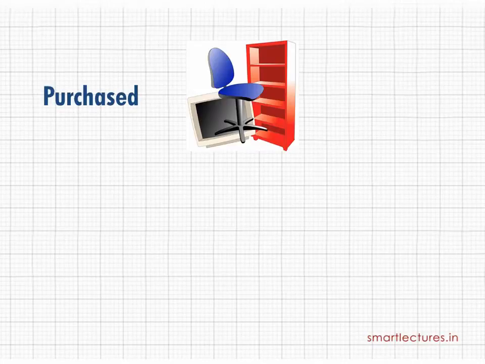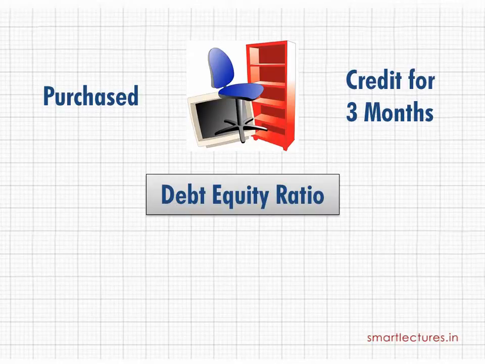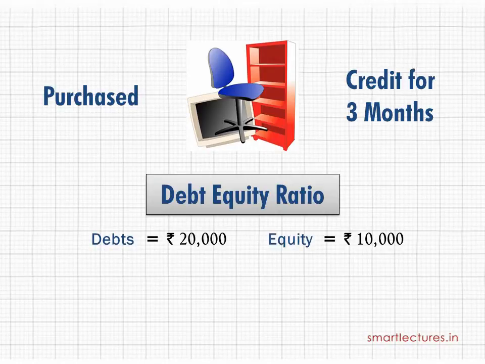Suppose a firm purchased fixed assets on credit for 3 months. What will be the effect on debt equity ratio? So the best way is to assume that debts are 20,000 and equity is 10,000 rupees. It means the original debt equity ratio is 2:1.